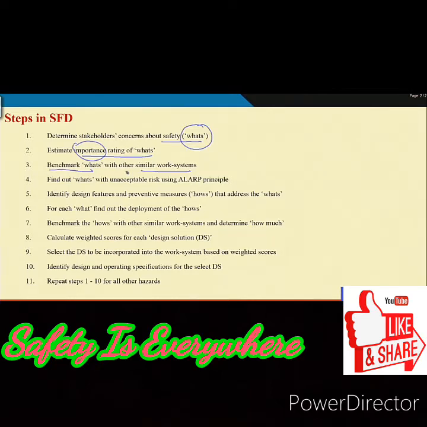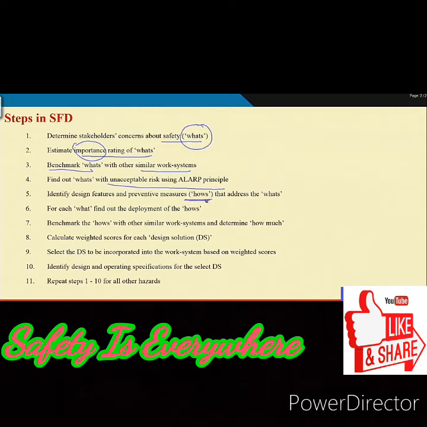Then find out what is unacceptable risk using ALARP principles. We have discussed ALARP. There will be an acceptable zone, tolerable zone, unacceptable zone. So, you should find out what are the accident scenarios whose risk is in the unacceptable zone. For those, action must be taken immediately. So, you find out those. Also find out some which are in the tolerable zone. Then identify design features and preventive measures.